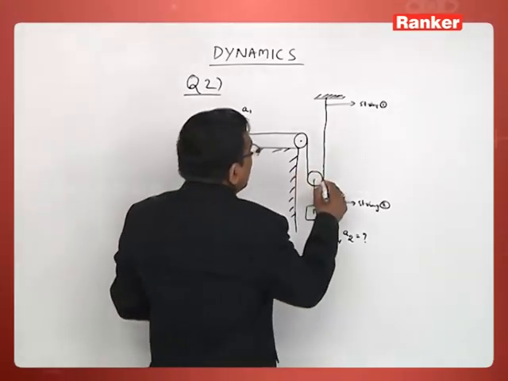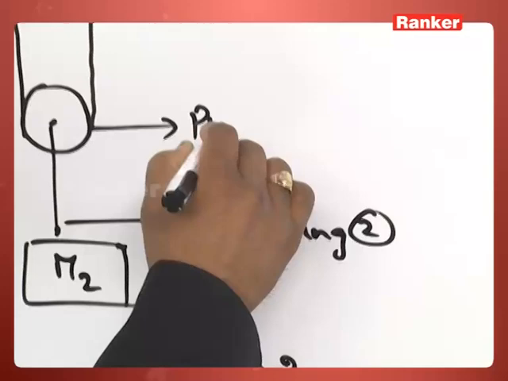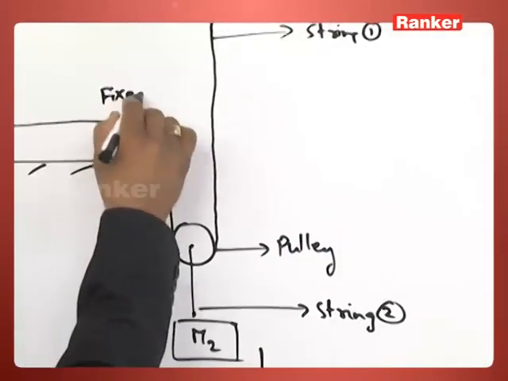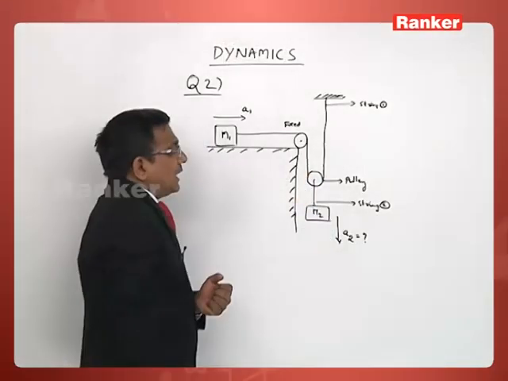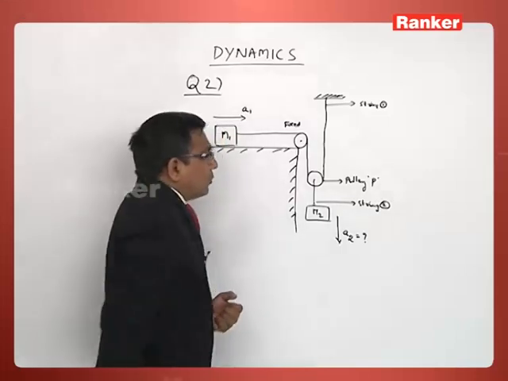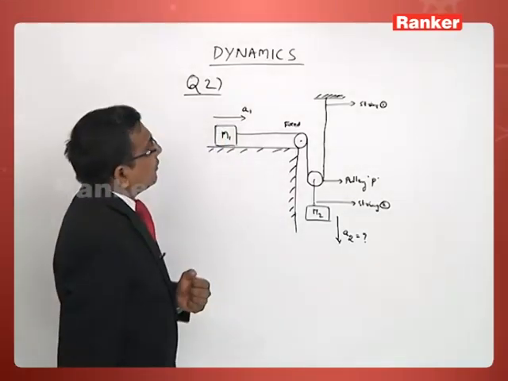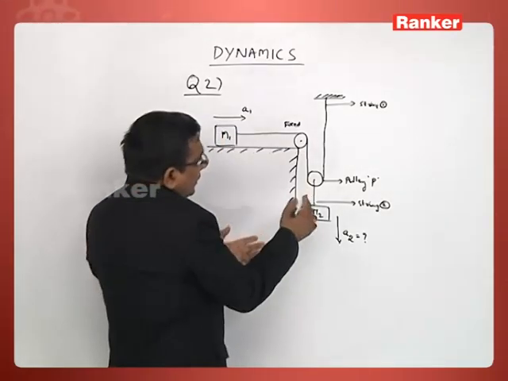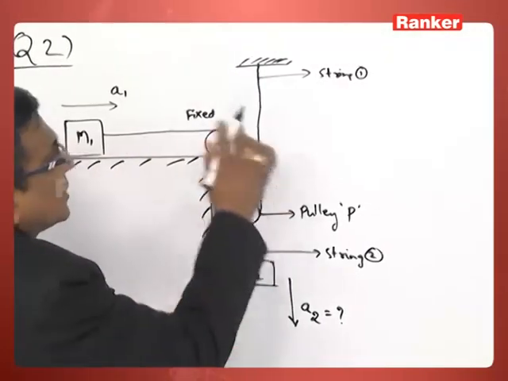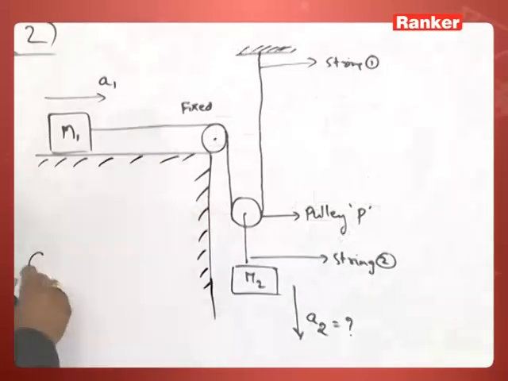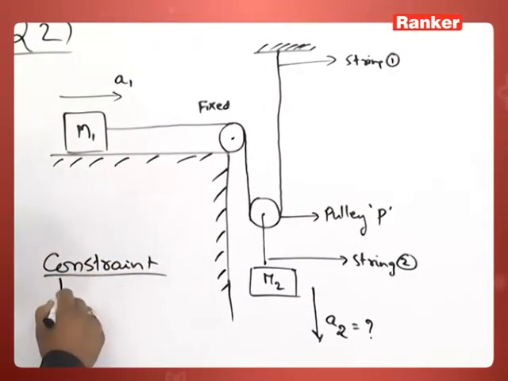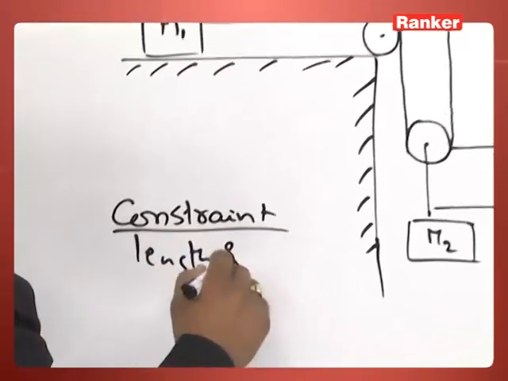Here again one more pulley is there. This is a pulley which is movable. This pulley is fixed, whereas this pulley is movable. Let us call that pulley P. Now what are the constraint equations you have to write? Whether the pulley is moving down and this block is moving forward, the length of the string remains constant. Therefore here the constraint is that the length of the strings remains constant.